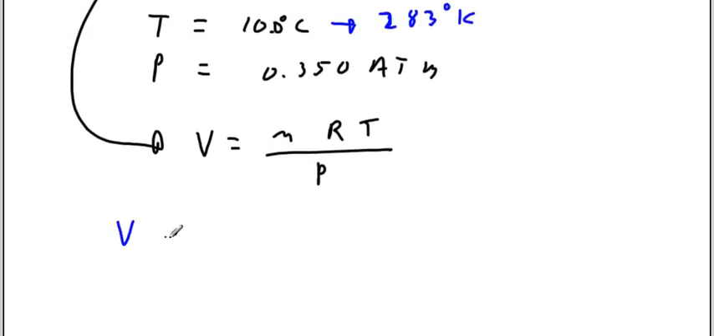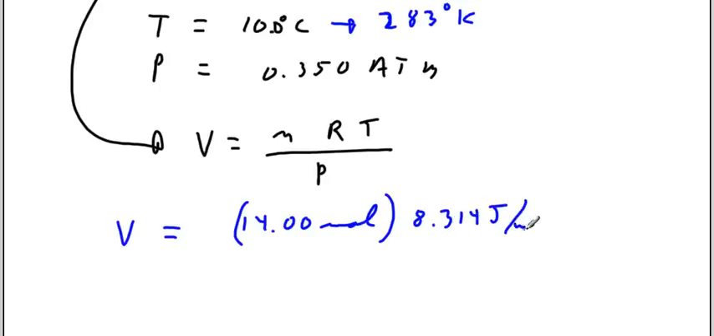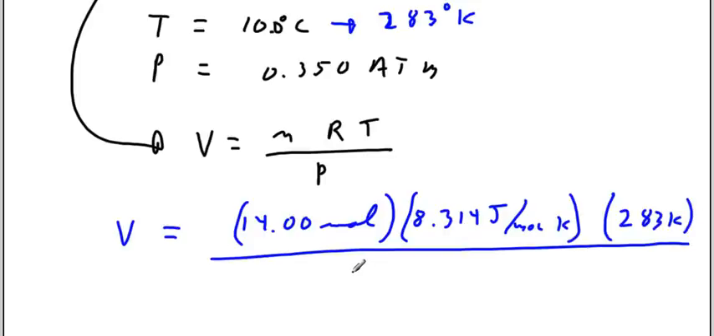So my volume is going to be the number of moles, 14.00 moles, and then the R I want to use is one that has moles in it, so that would be a convenient thing to have: 8.314 joules per mole Kelvin, times my temperature, 283 Kelvin, divided by my pressure.